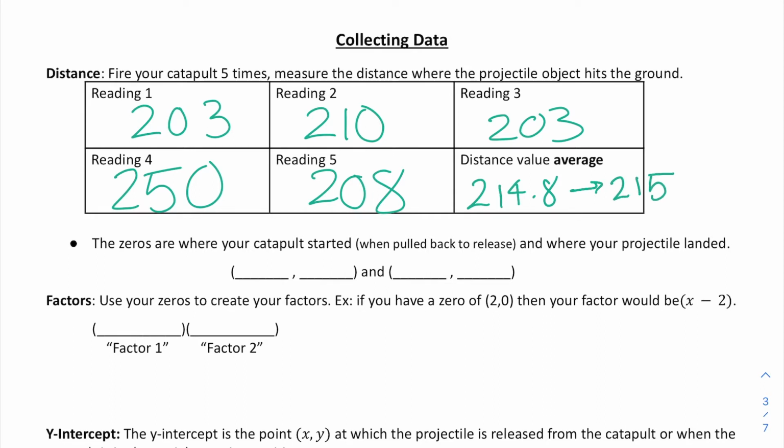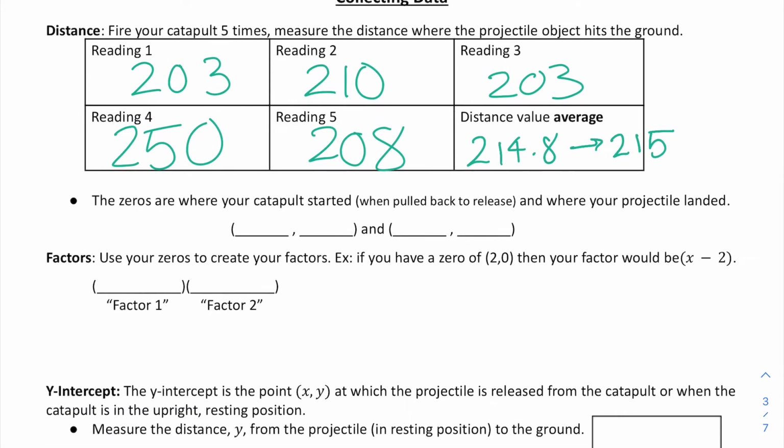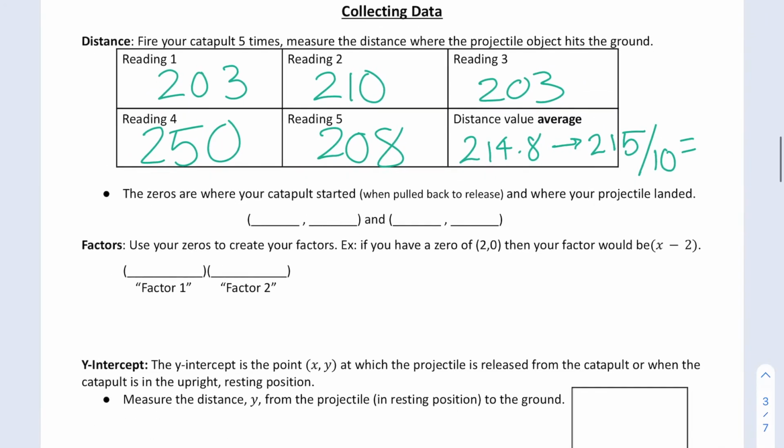And then this is also the last important part that we need to know. Just for the purposes of getting nice numbers, we're going to divide this by 10. And we're going to use that distance in our calculation. So 215 divided by 10 is 21.5. And again, we're just going to round this to a nice even 22. And this is the number we're going to be using.